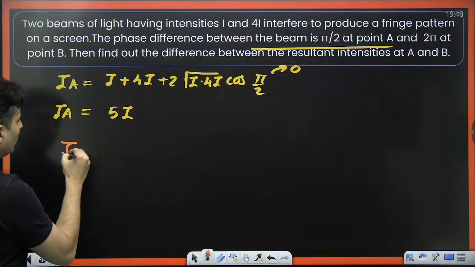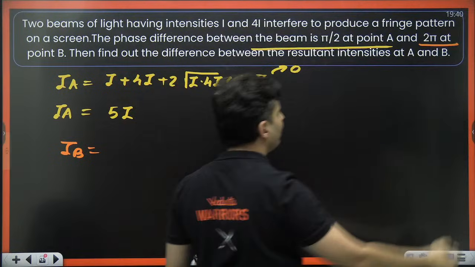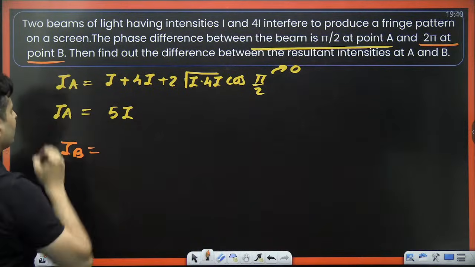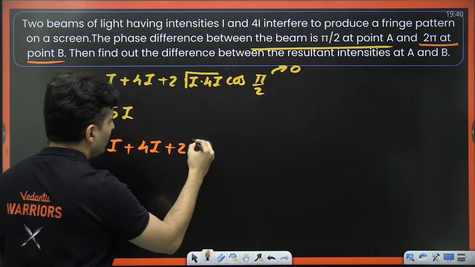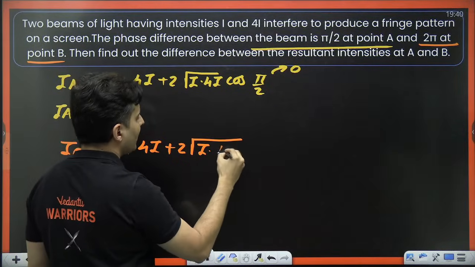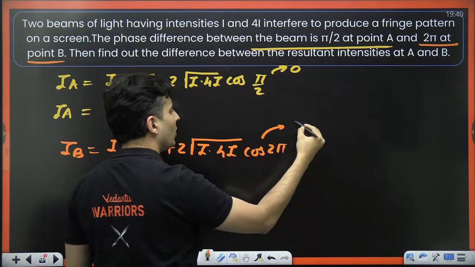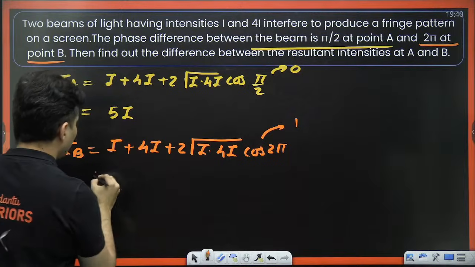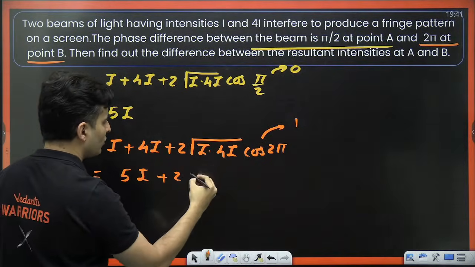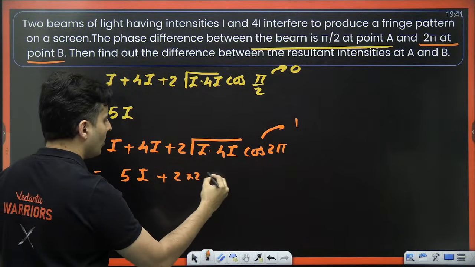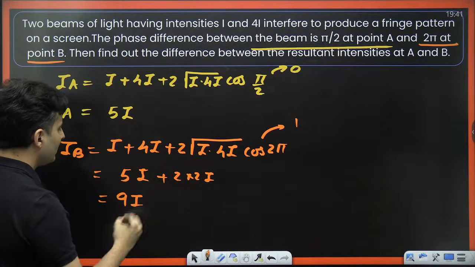Cool. So let's go to intensity at point B. Remember, at point B, the phase difference is 2 pi radians. So it will be I1 plus I2 plus 2 root I1 I2 cos 2 pi. Cos 2 pi is cos 0, which is 1. So this will become I plus 4I, which is 5I, plus 2 into root 4, which is 2, so it will become 2I again. So 2 2s are 4. 4 plus 5 is basically 9I.